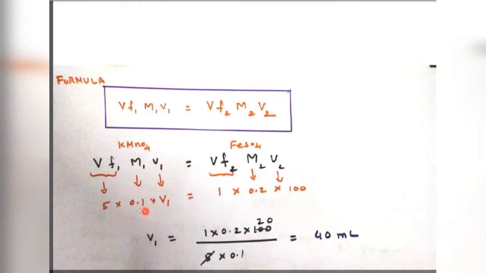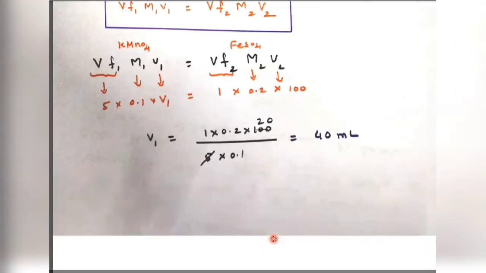So 5 into 0.1 into V1 equals 1 into 0.2 into 100. Just take V1 outside: 1 into 0.2 into 100 by 5 into 0.1. So 5 in 100 goes 20 times. So what we are getting? 40 ml is the answer.